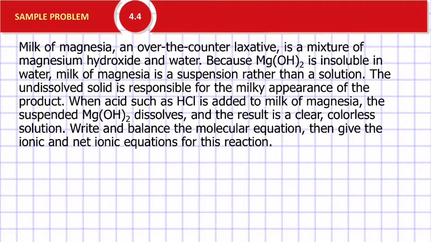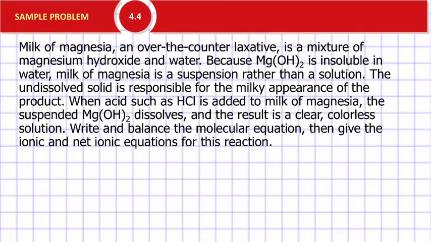Okay, here's the example from your textbook. Milk of magnesia is an over-the-counter laxative. It's a mixture of magnesium hydroxide and water. Magnesium hydroxide is insoluble in water. And so milk of magnesia is made as a suspension rather than a solution because the magnesium hydroxide doesn't dissolve in water. So they treat it so that it's a suspension, and that's why it looks like milk, and so they call it milk of magnesia. It looks like milk. Doesn't taste like milk, don't pour it on your cereal. But it looks like milk. Because the particles are larger and they block the passage of light, and so it's a suspension.